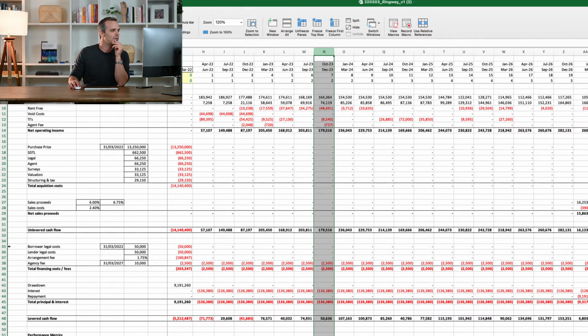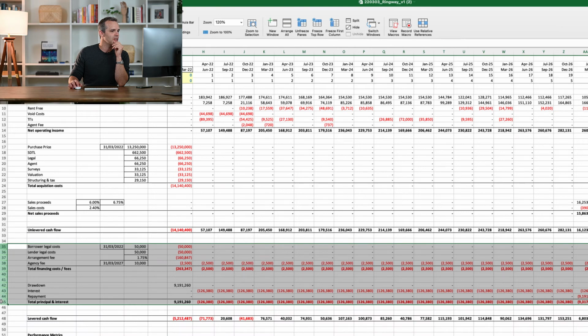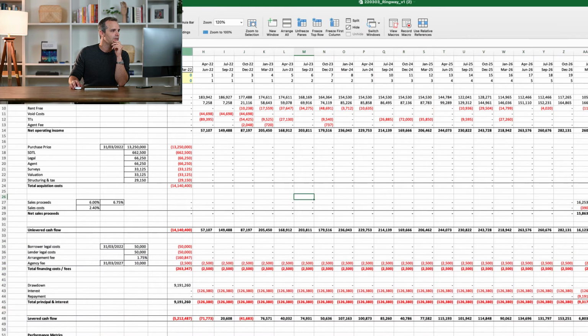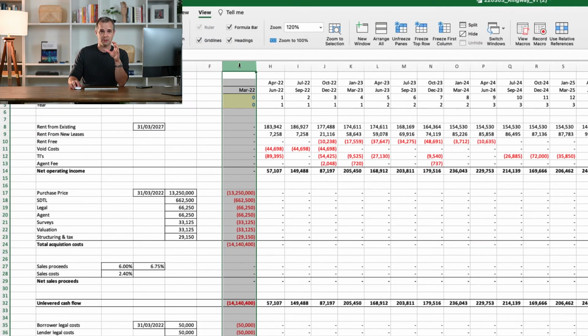And we've got debt down here, same as before, same as the other model. So let's have a look. So in period 0, that's pretty much always your acquisition period, don't forget. We're buying this building for 13.25 million, and we've got a bunch of costs, so we end up spending about 14 million. Makes sense.